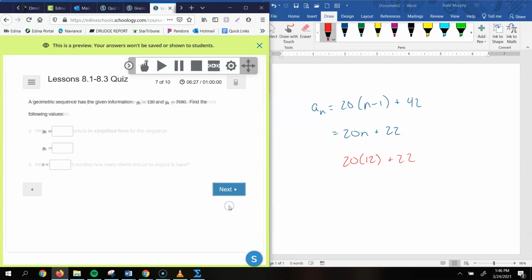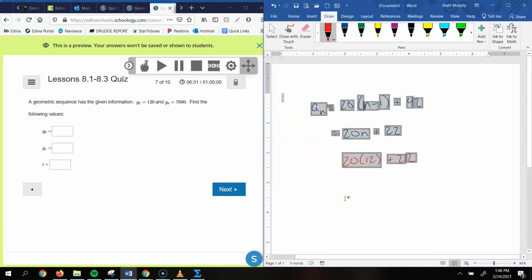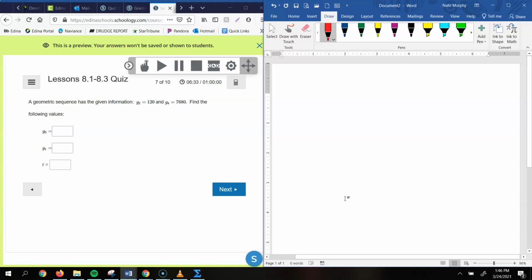All right, let's look at number 7. This is a geometric sequence, and we have the second term and the fourth term. We want to figure out what the third term is. To find the middle term, when we're given two numbers in a geometric sequence and we're finding the one in between them, we find the geometric mean for those two numbers, meaning we take 120 times 7,680 and take the square root of that product.